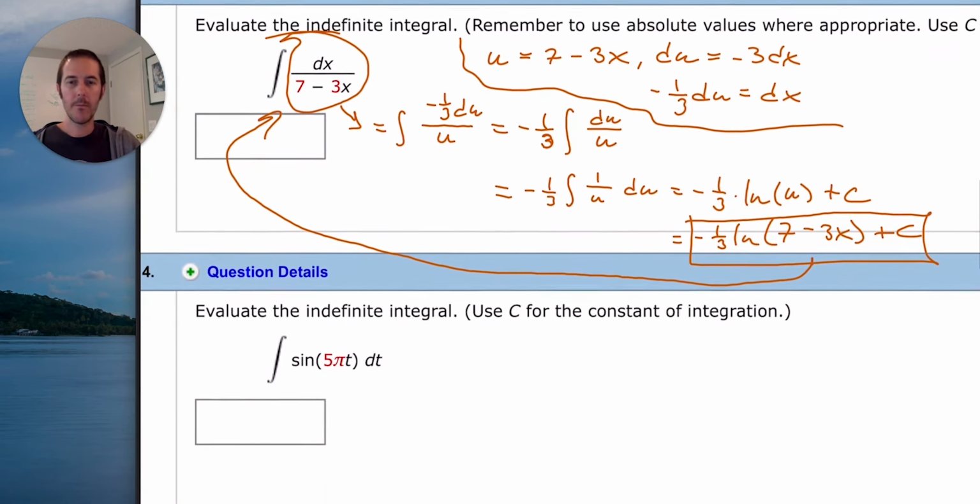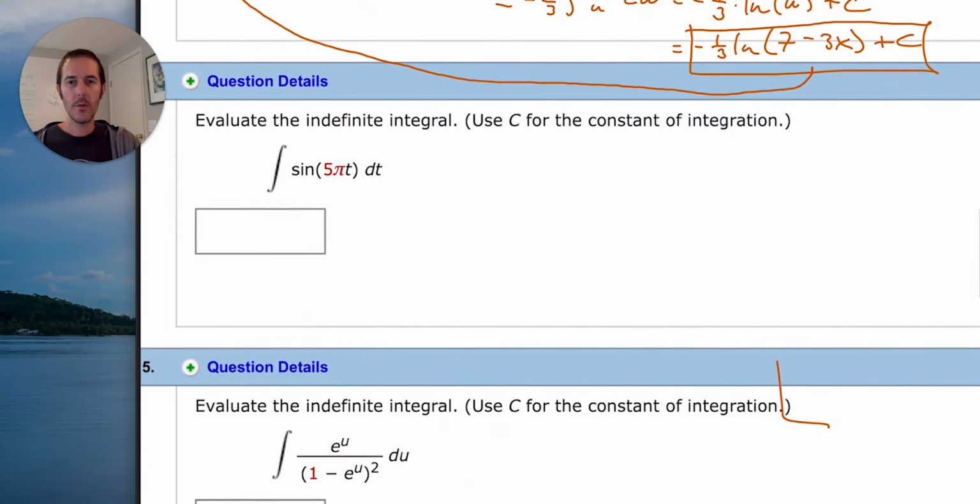Give it a shot. Oh boy, we're into the trig functions. I'm not going to do your entire homework assignment for you. Sometimes it seems like I do. But let me make some recommendations on u values. Here I would let u equal 5 pi times t. Notice that we're integrating with respect to t. So the derivative here would be du equals, what do you think? What's the derivative of 5 pi t?